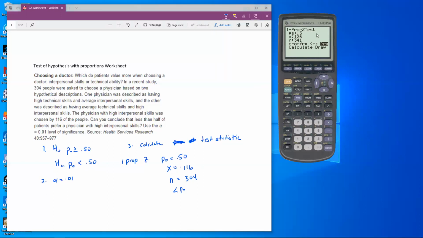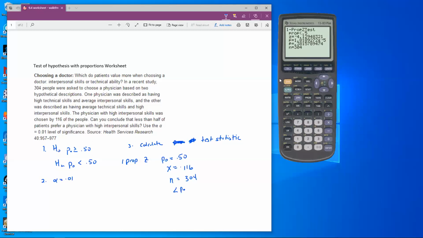We're going to say 0.50 here. And if you ever do use percentages, you really have to convert these into decimals in order to use the functionality in the calculator. So just be careful about that. Our x was 116, our n was 304, and we want a one-sided test. We want less than, and we're going to say calculate. Then we're going to hit enter.